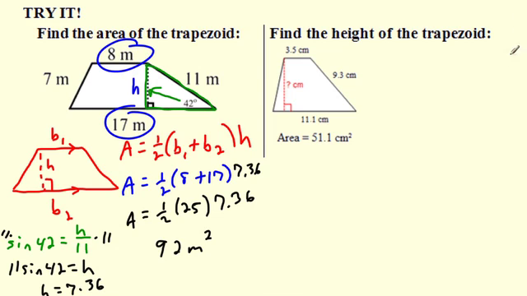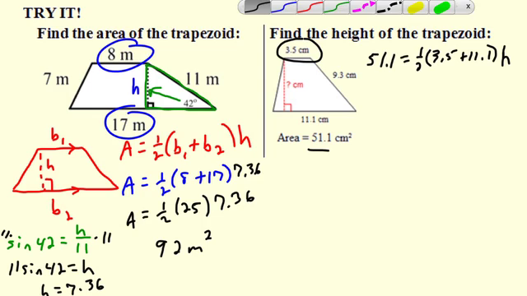Very nice. How about the other side here? Find the height of this trapezoid. So here I'm giving you the actual area. The area is 51.5. You have to find the height. So now check this out. One of the bases is 3.5. The other base is 11.1. And what is the actual height? You've got to solve for h. I like this. So we've got to do a little bit of work here, but it's not too bad.